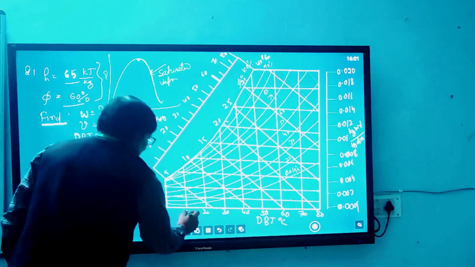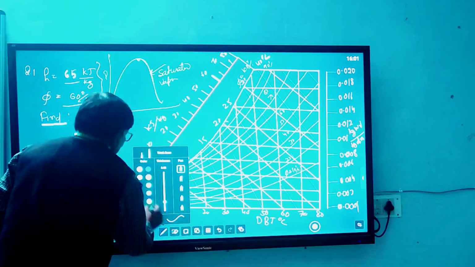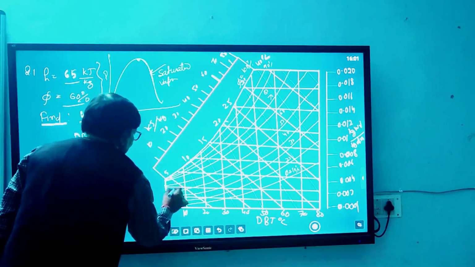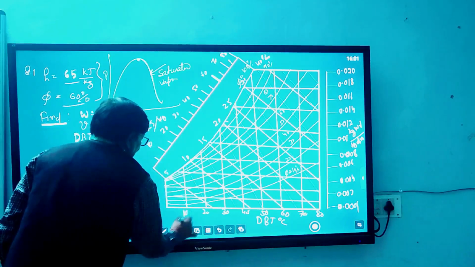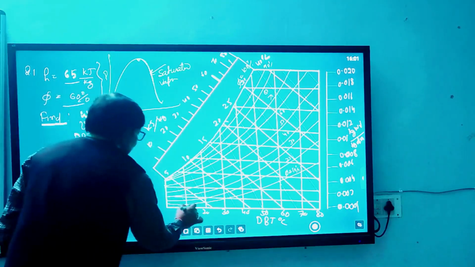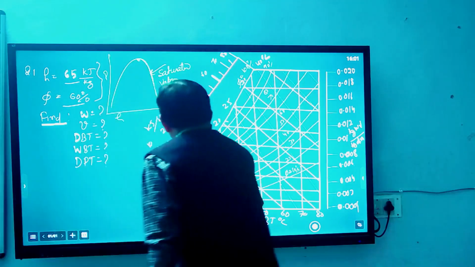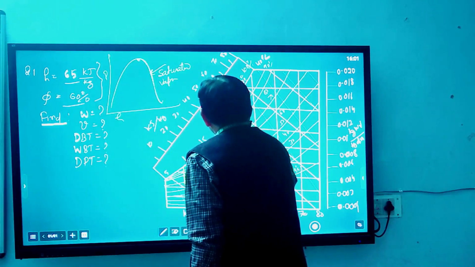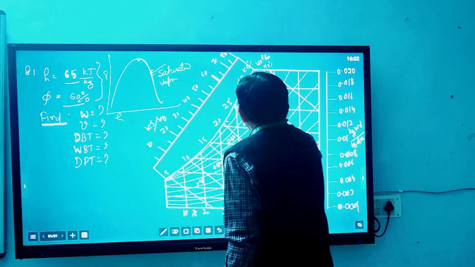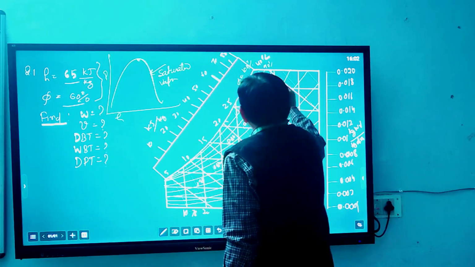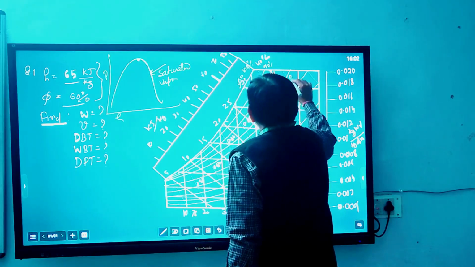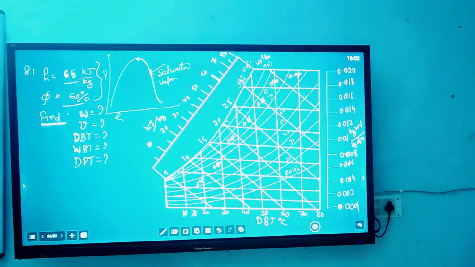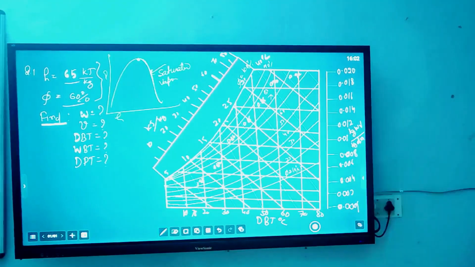So let us define the specific volume lines by another color. I will choose blue color. So we choose yellow color. 0.78, 0.82, 0.84, 0.86, 0.88, 0.9, 0.92. These are specific volume lines. These are meter cube per kg.